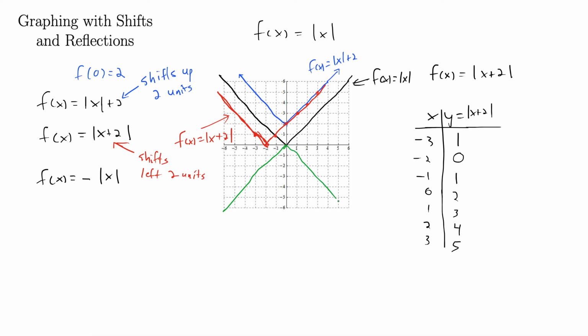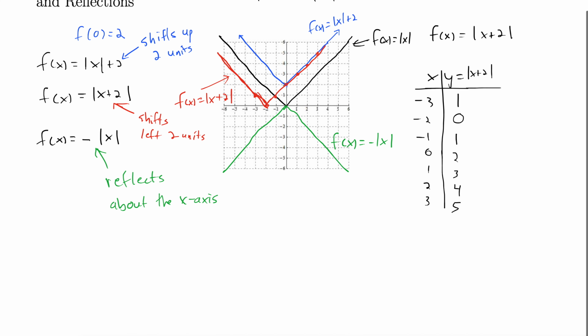Okay, we call this a reflection. So this here is f of x equals negative absolute value of x. Let me say this reflects about what? Well, about the x-axis. We won't talk about it here, but you can also reflect about the y-axis by putting the negative inside.